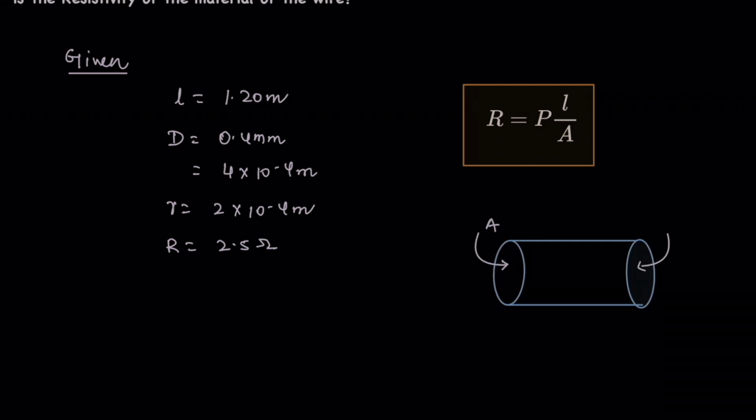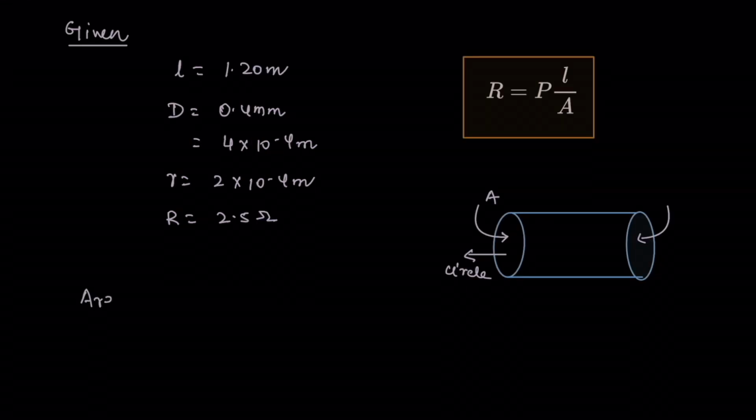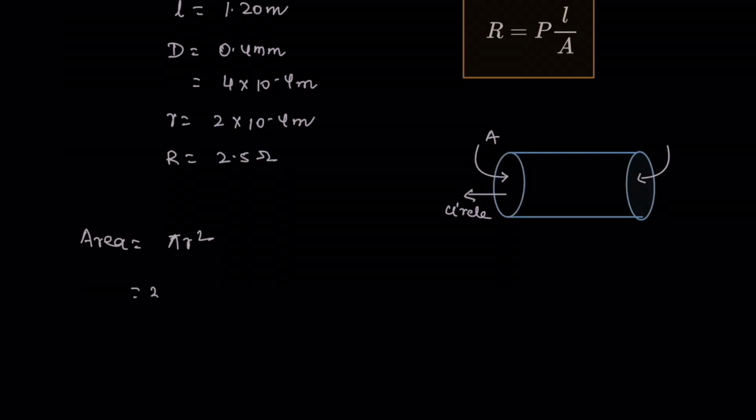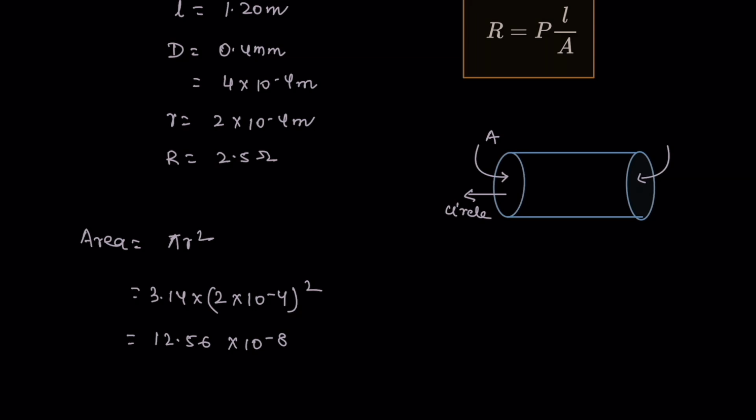As you see in this figure, this is our cross-sectional area and this area is in circular form. So that's why we use the area of a circle for finding the area of the cross section. So area is equal to pi r square, equal to 3.14 into (2 into 10 to the power minus 4) whole square. So 12.56 into 10 to the power minus 8 meter square.